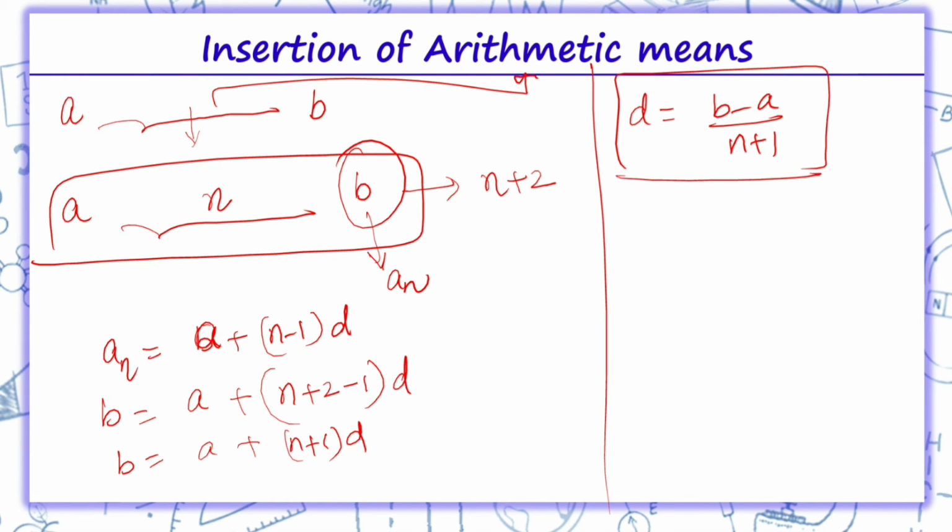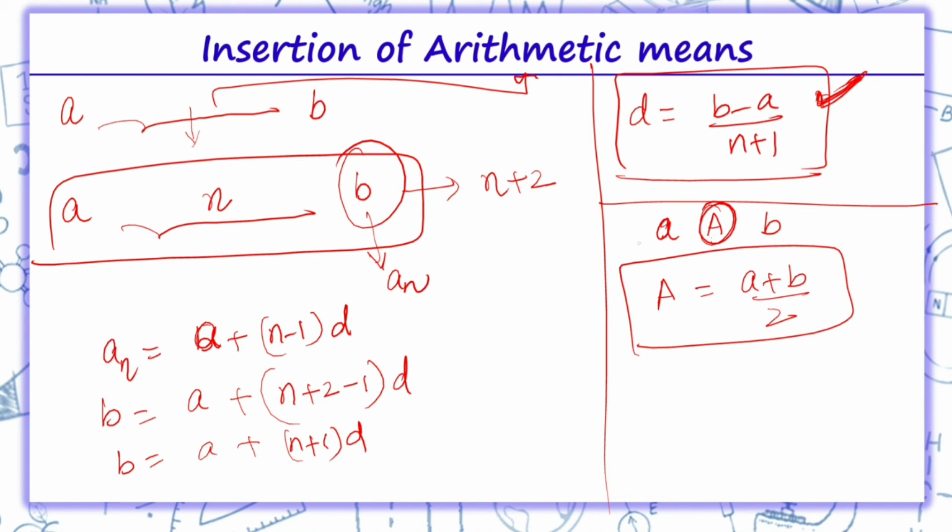This is the first concept which we will apply over here. That is, whenever we have to insert arithmetic means, the common difference which comes on inserting arithmetic means is (b minus a) upon (n plus 1). The second concept which we have to apply over here is, let's suppose we are provided with two numbers and we have to insert only one number between them. So this one number is equal to (a plus b) by 2.